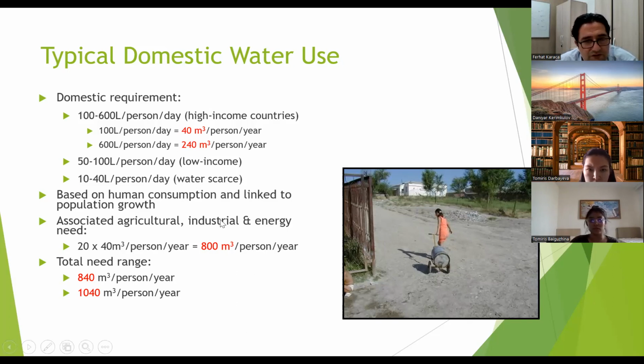And also have a look at that. Agriculture and industry and energy also need water. And you have to assume that per person, a city requires 800 cubic meters per person a year, okay, to run the industrial, agricultural, and energy activities. So this is a kind of range that for a city, in order to survive, okay, it needs 840 cubic meters per year per person. It is a minimum number, and around 1,040 cubic meters per person in a year.